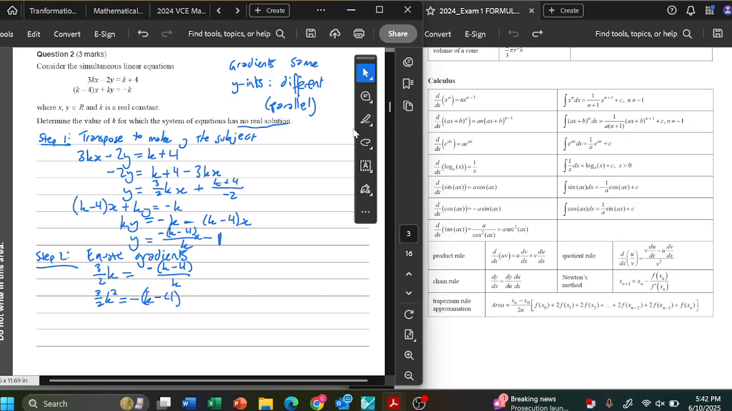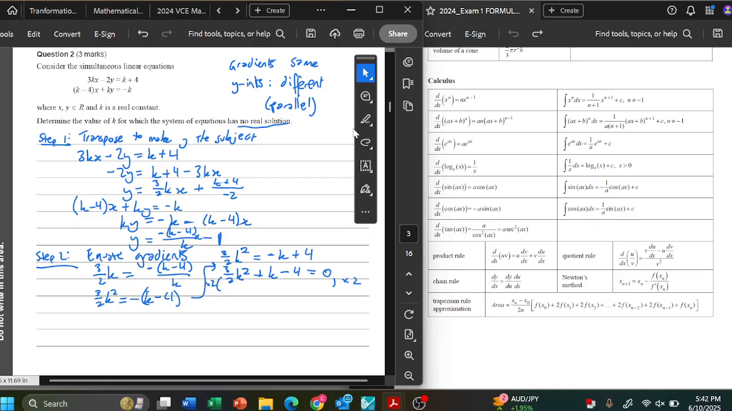All right, what else can we do to neaten this up? Well, let us just expand this negative here because it's a little bit annoying. So that can be equal to 3 over 2k squared is equal to negative k plus 4. All right, that's good. What about making one side equal to 0 so that we've got a nice little quadratic equation here? So that's going to be equal to plus k minus 4 is equal to 0. Okay, that's looking pretty good. How about we now times both sides by 2 to get rid of that non-monic?